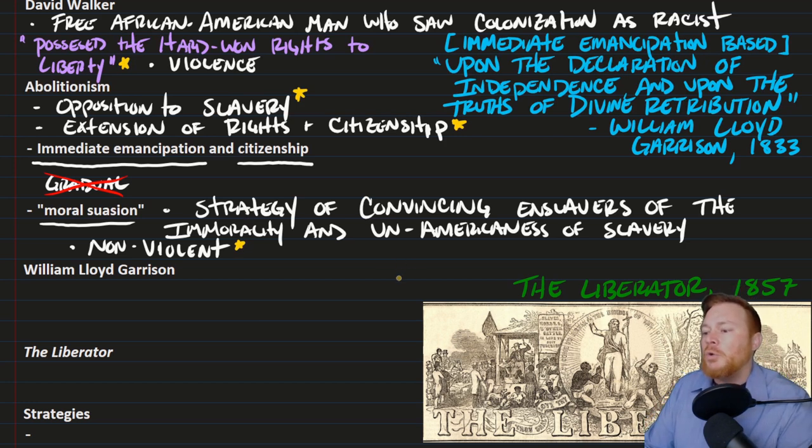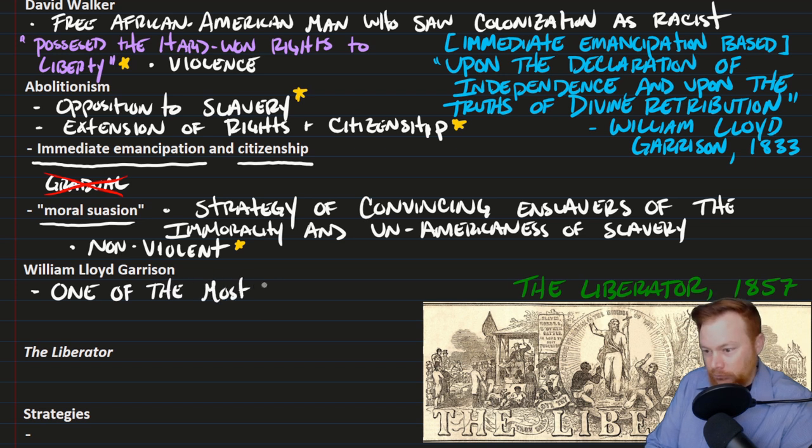And the reason how and why the abolitionists came to that conclusion is because of the ways they argue against slavery. So this quote here from William Lloyd Garrison, we'll just make a note about him here. He is probably one of the most famous abolitionists.